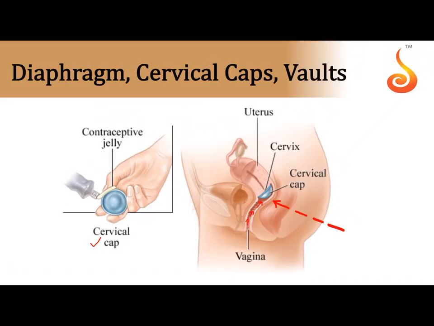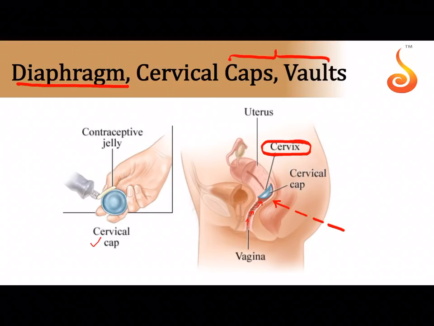The only difference, and usually cervical caps and vaults are used interchangeably, is that a diaphragm is a broader structure. It is a much bigger dome shaped structure in comparison to cervical caps. Now as you can see here, the cervical cap or vault fits very closely to the cervix of the uterus, the neck of the uterus. It prevents the entry of the sperm into the cervix.